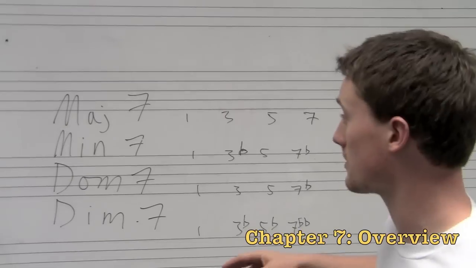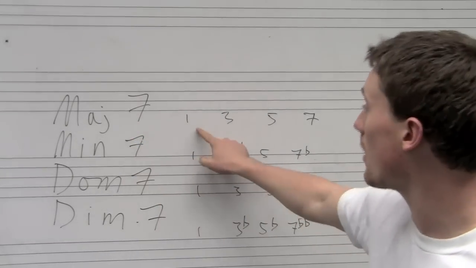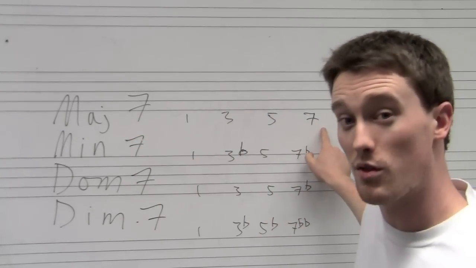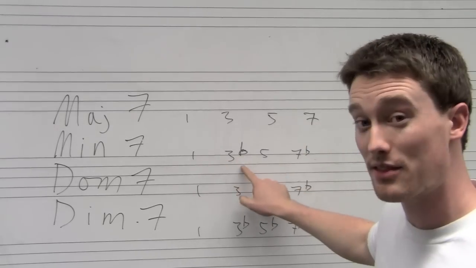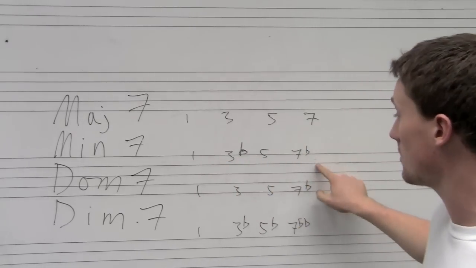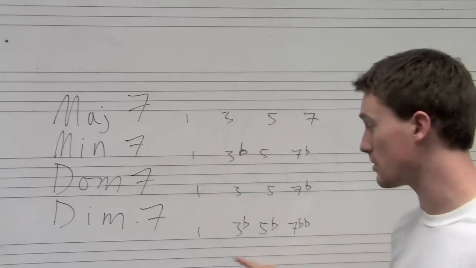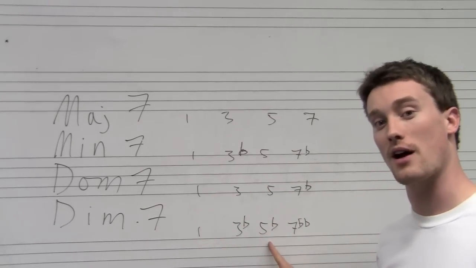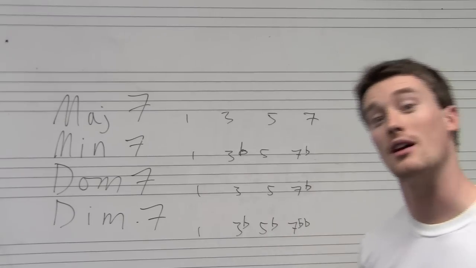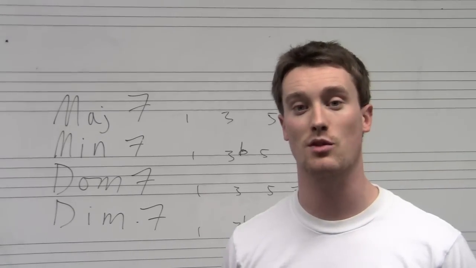Another look, I've gotten rid of the note names, yeah? So this is just the formulas. So for a major 7th chord, you want 1, 3, 5, 7. For a minor 7th chord, 1, flat 3, 5, flat 7. For a dominant 7th chord, 1, 3, 5, flat 7. And for a diminished, 1, flat 3, flat 5, double flat 7th. And that's it. That's all the sort of popular 7th chords that you're going to come across.